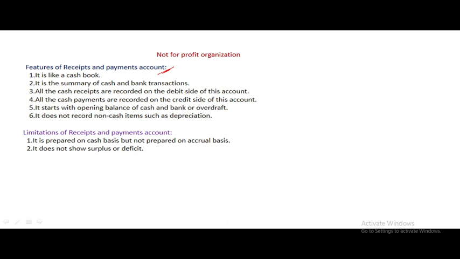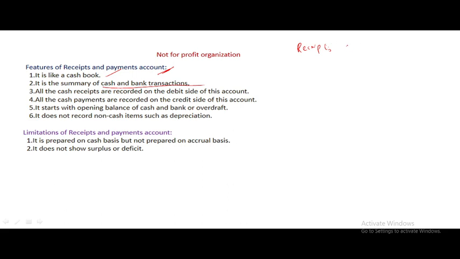Next. Now, features of receipts and payment account. First feature: receipts and payment account includes all the cash transactions, all the cash receipts and all the cash payments, and it is prepared like a cash book. It is the summary of all the cash and bank transactions, and all the cash receipts are recorded on the debit side of this account.